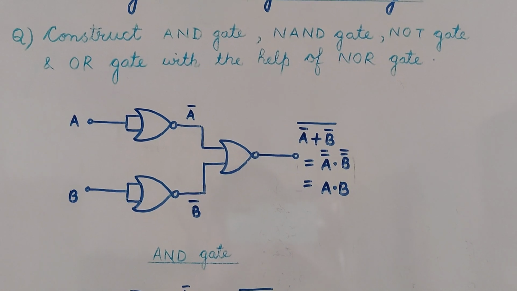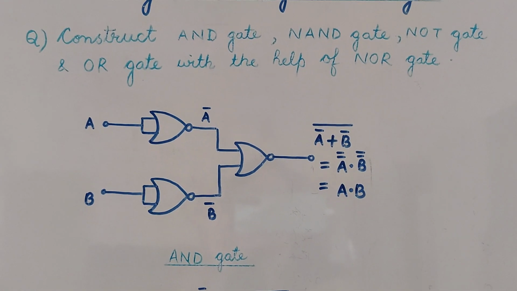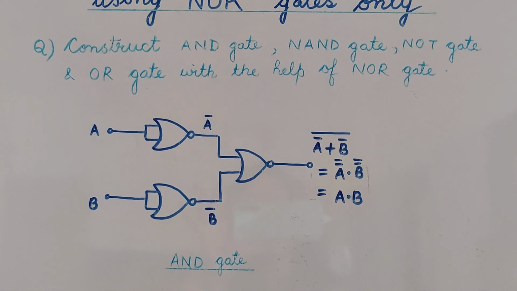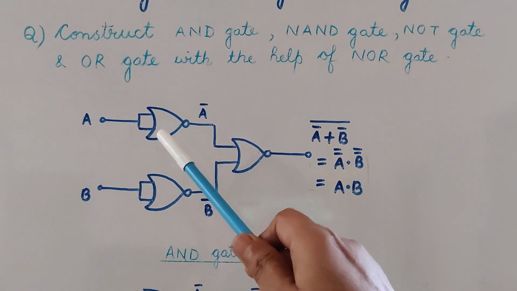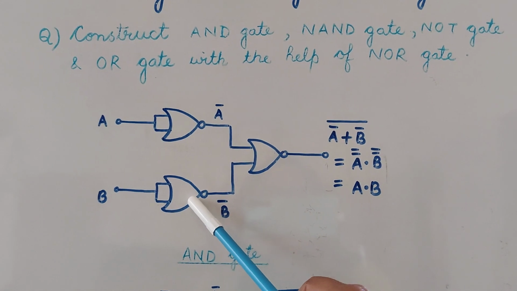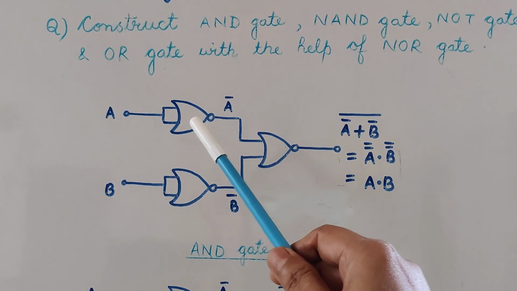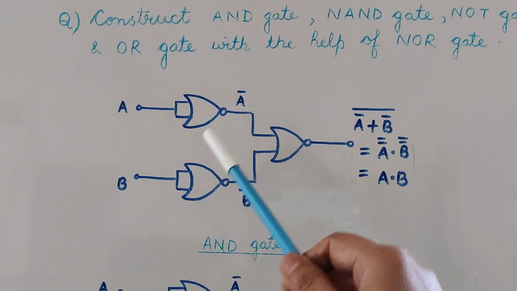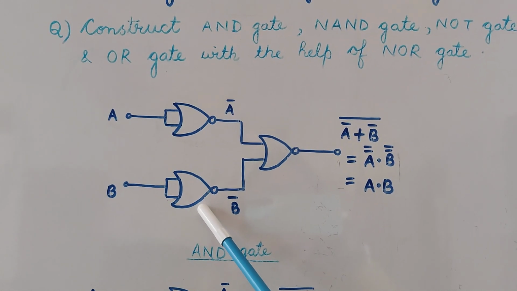First, let us consider how we can construct an AND gate by using NOR gates. For this, we have taken 3 NOR gates as seen in this figure. This is the first NOR gate, this is the second NOR gate and this is the third NOR gate. We have given the input A to both the inputs of the first NOR gate. Similarly, we have given the input B to both the inputs of the second NOR gate.